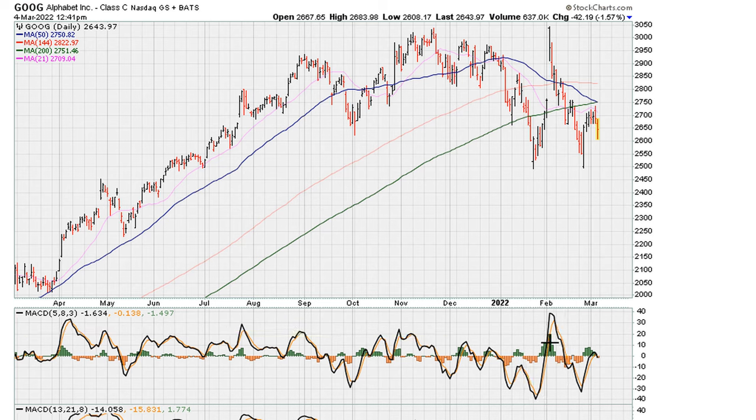What that means is after this type of a movement of the MACD, then the crossover.